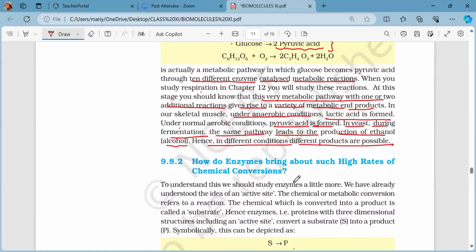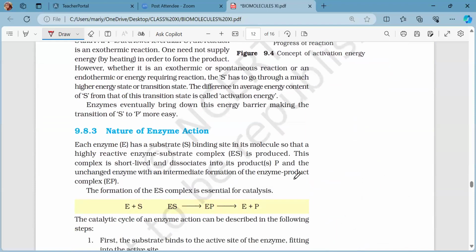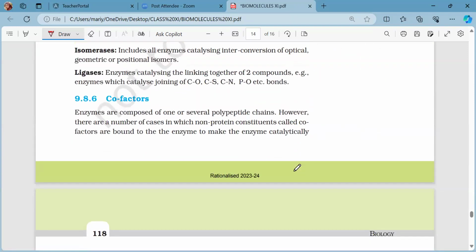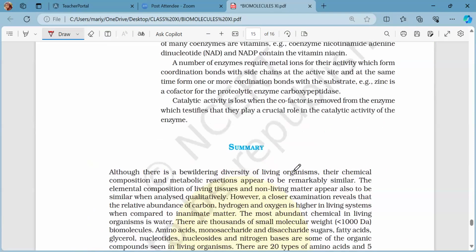Anyway, let's keep it till here only for today's class because the time is not there. In the next class, we'll start with how the enzyme acts. There are very few chapters left, like the nature of enzyme action, the factors affecting the enzyme's activity and everything. Okay, so up until now, do you have any doubts? Also, after we're done with this biomolecules chapter, we are through with the class 11 syllabus.